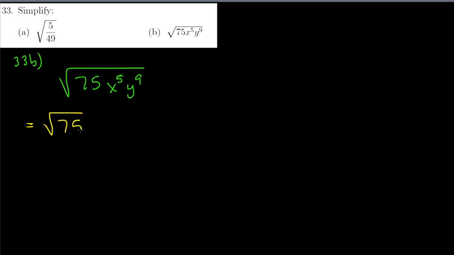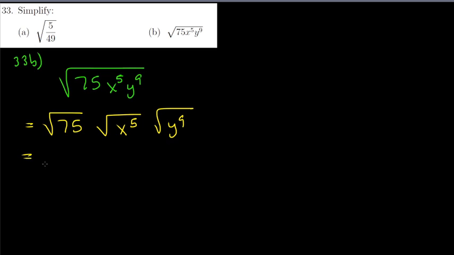Okay, 33. Part A, I'm going to skip that because that's about as easy as it's going to get. So let's just do part B, which is only slightly harder. So we have the square root of 75 x to the 5 y to the 9. So how do we simplify that? Well, first, let's just take the square root of 75 separately, the square root of x to the 5, and then the square root of y to the 9.